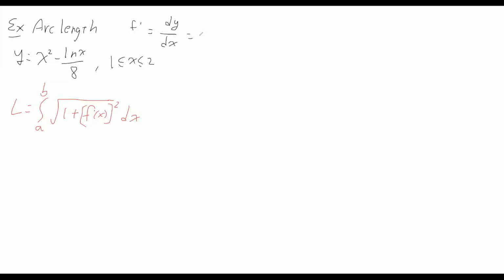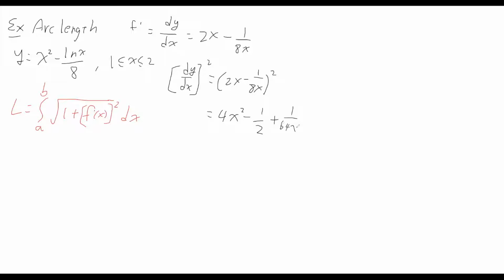Okay. So that's pretty straightforward. It's 2x minus 1 over 8x. Right? Pretty good. All right, so next let's look for the square part, right? So squaring all these, dy dx quantity squared. That means we want to square the whole thing. 2x minus 1 over 8x squared, which is 4x squared, let's see, minus 1 half. Yep, minus 1 half plus 1 over 64x squared. Yeah, I think that's right.